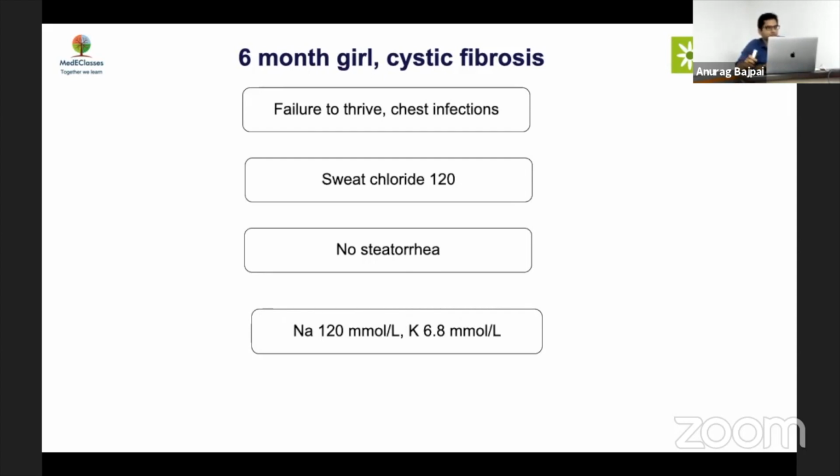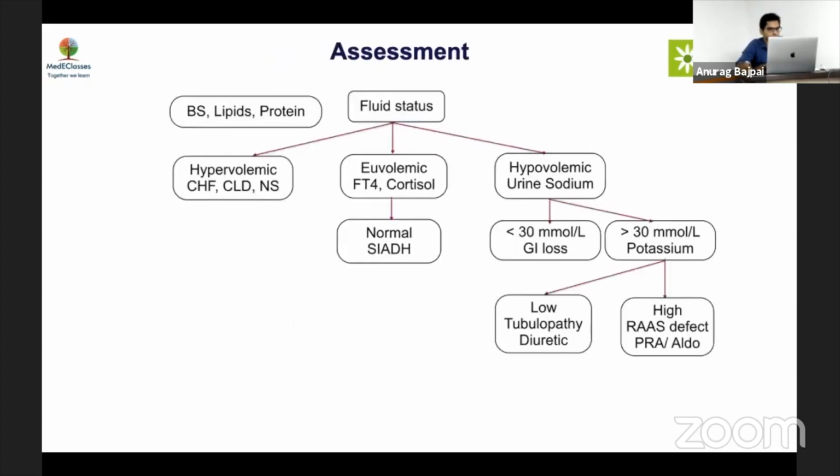So usually they do not have such high hyperkalemia, so we need to look into it further. They will have hypokalemia because they will be losing potassium as well. If we go by the algorithm, the fluid status is hypovolemic, she's dehydrated, and high urinary sodium is there, but potassium here is high. So suggestive of some sort of a RAS defect.